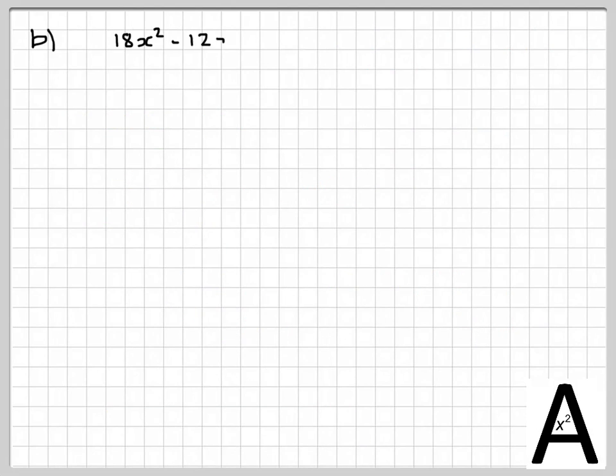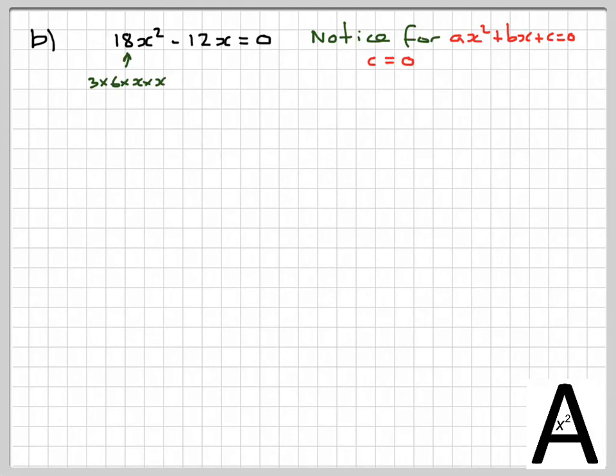Another type is 18x squared minus 12x is equal to 0. Note this is of the form ax squared plus bx plus c, but c is equal to 0. This is actually the easiest type of quadratic to solve. All you need to do is look at this. We've got 3 times 6 times x for 18x squared, and 2 times 6 times x for 12x. Common factor of 6 and x. Take 6x out and you're left with 3x minus 2.